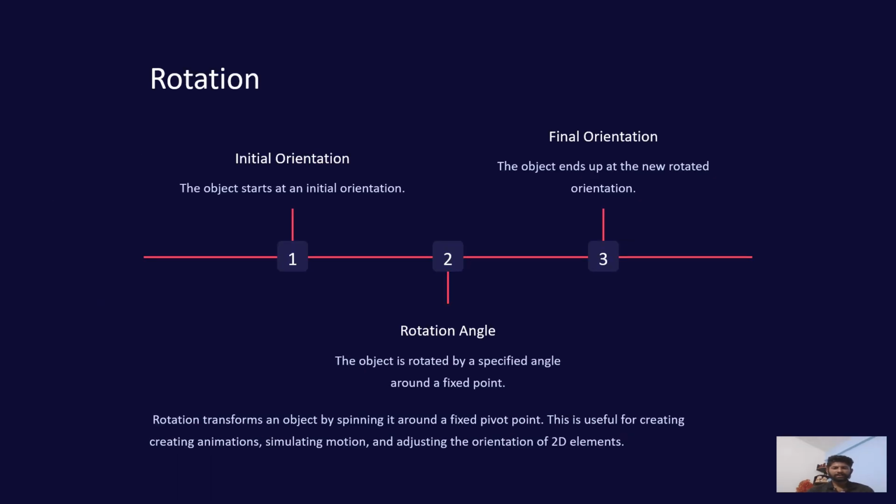So now about rotation. First, the initial orientation. The object starts at an initial orientation. Second, the rotation angle. The object is rotated by a specific angle around a fixed point. Third, the final orientation. The object ends up at the new rotated orientation after the rotation angle. Rotation transforms an object by spinning it around a fixed pivot point. This is useful for creating animations, simulating motion, and adjusting the orientation of 2D elements.